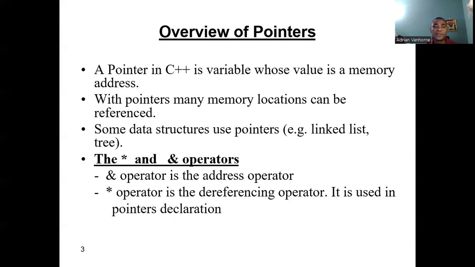A pointer in C++ is a variable whose value is a memory address. With pointers, many memory locations can be referenced. And we have some data structures like linked lists and trees that use pointers.